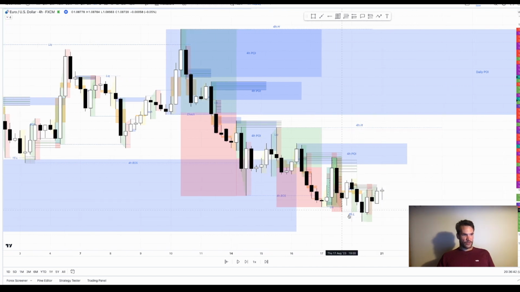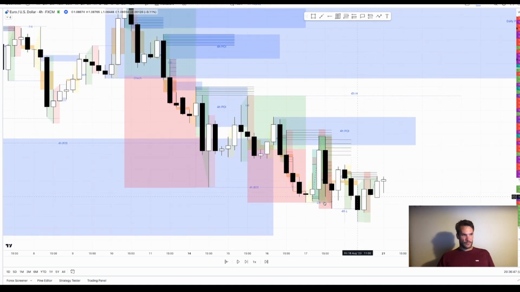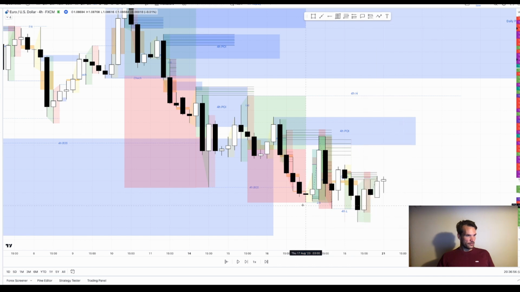We actually had this 4-hour low. Let me zoom in on it. We first had it swept here, but then we had it broken with a body break. So let me just have a look at that. Got a sweep, a push, sweep.